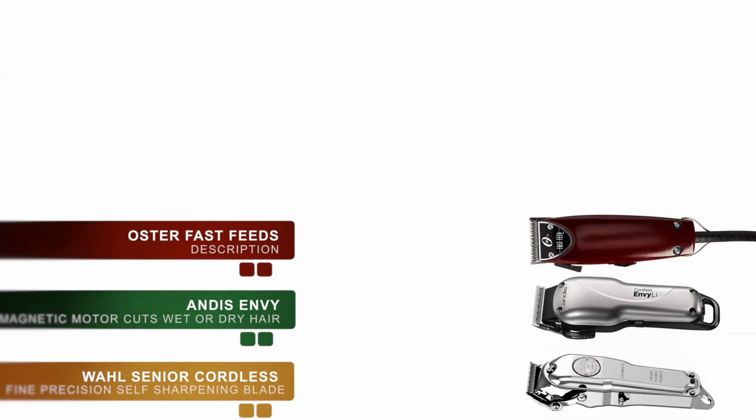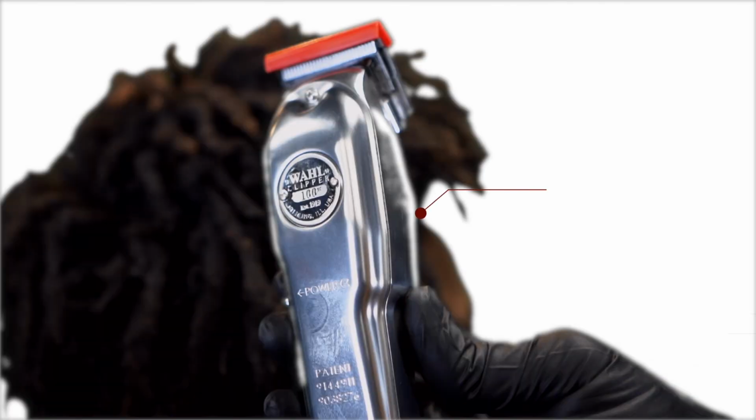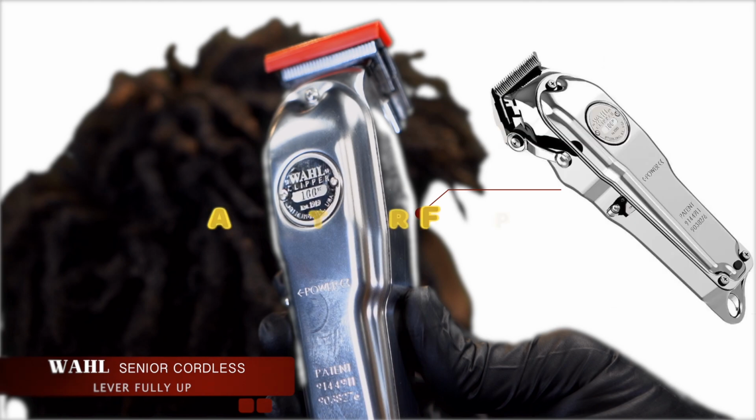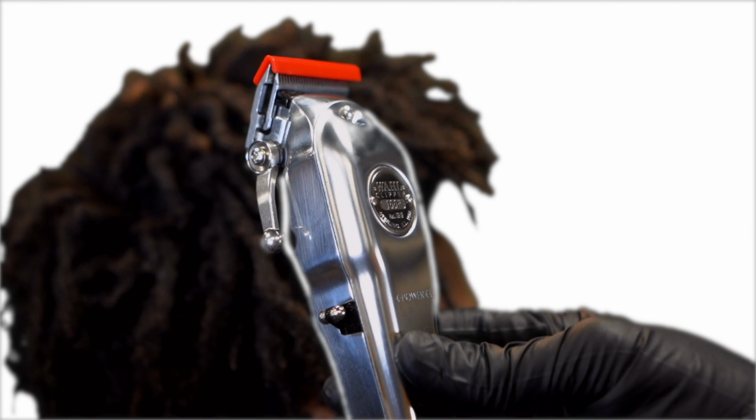As highlighted, the Wahl Senior Cordless 100-year anniversary edition will be our clipper of choice. This clipper here comes in an all-metal housing, heavy-duty, high-impact, vintage look and feel. This precision tool is like a brush to an artist. It literally allows you to perform art in motion.